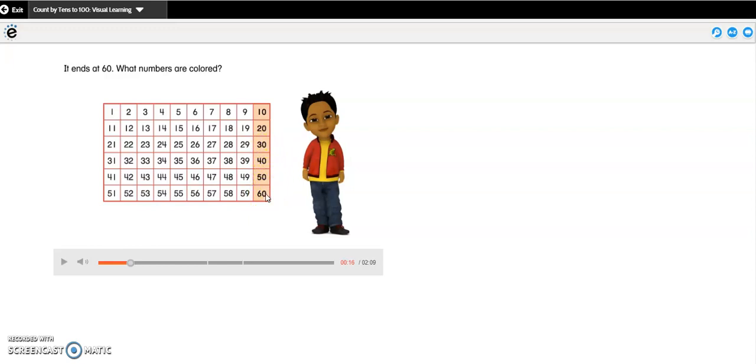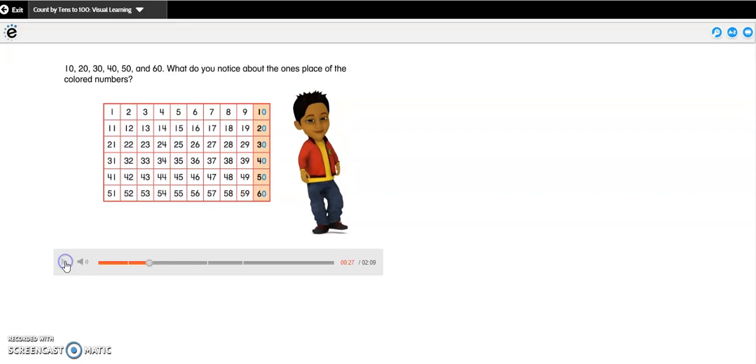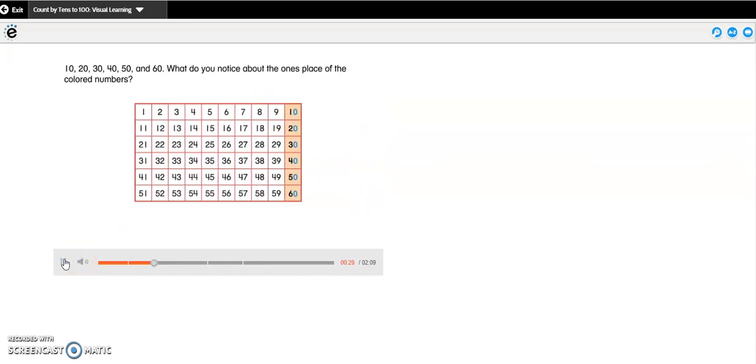We have just started counting by tens. 10, 20, 30, 40, 50, and 60. What do you notice about the ones place of the colored numbers? The ones place, they colored them in blue. What do we notice about the ones place? That's right, they're all the same. They're all 0. It is always 0.